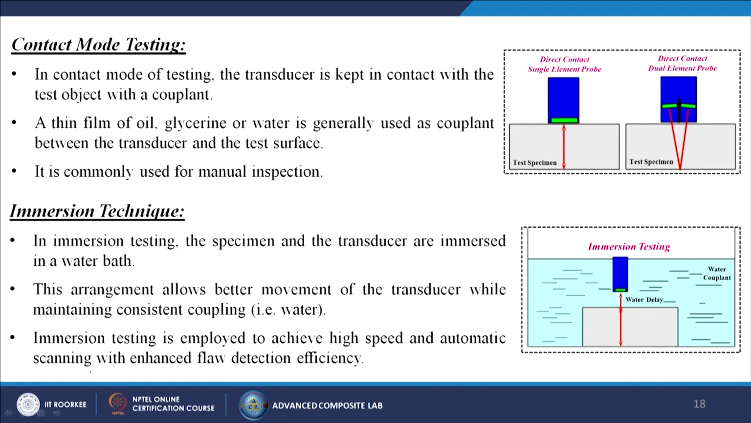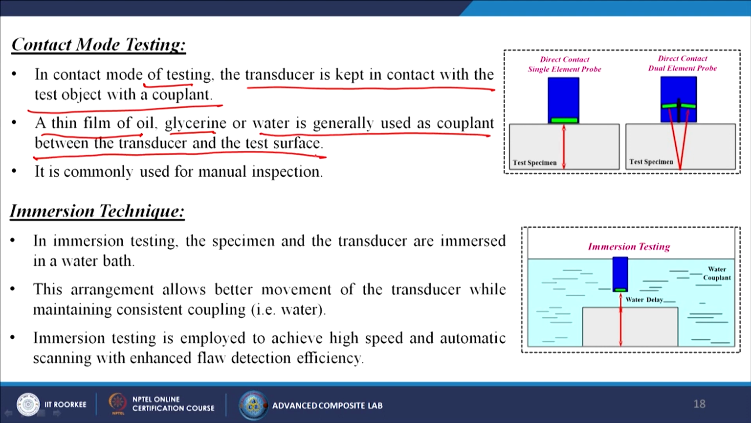Next, contact mode testing. In contact mode testing, the transducer is kept in contact with the test object with a couplant. A thin film of oil, glycerin or water is generally used as couplant between the transducer and the test surface. It is commonly used for manual inspection. In this case you can see a direct contact single element probe and the test specimen. So, it is a single crystal. In this case we are using a dual crystal, one is the transmitter, another one is the receiver.